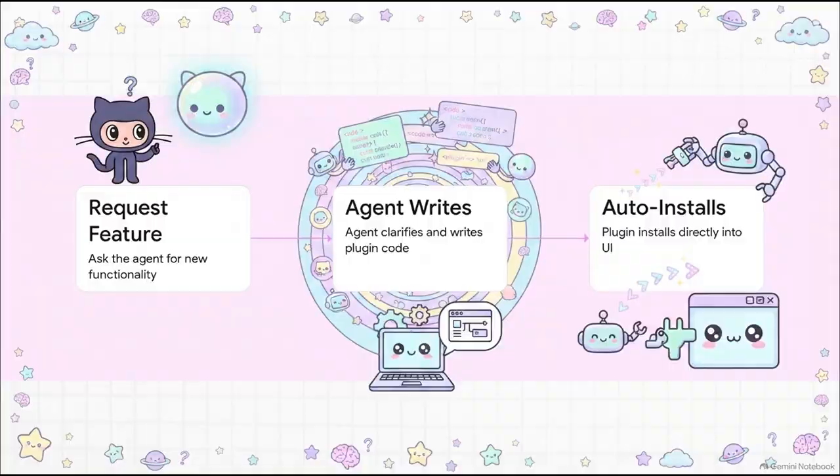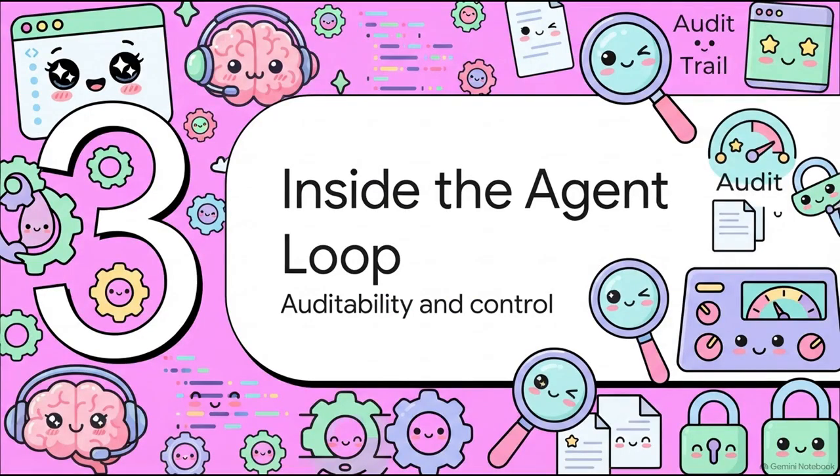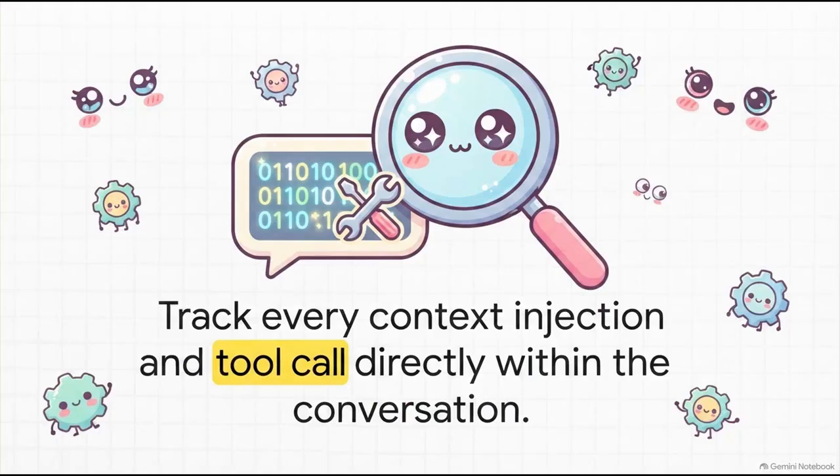Wild, right? Moving into Section 3, inside the agent loop. This is where the harness gives you total auditability and control. Think about the concept of a trajectory view for a second. If you've ever messed around with AI observability platforms like LangFuse or Langsmith, you'll know exactly what this is. Built right into your conversation is this X-ray vision that tracks every single context injection and every tool call.